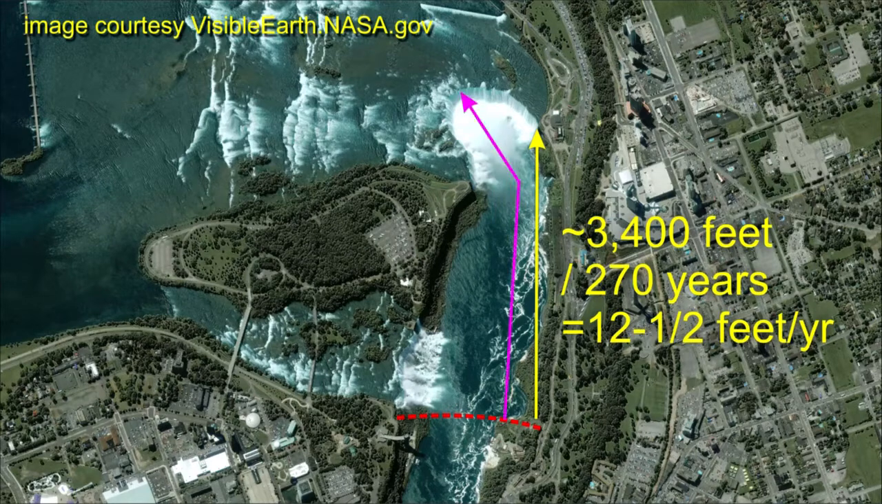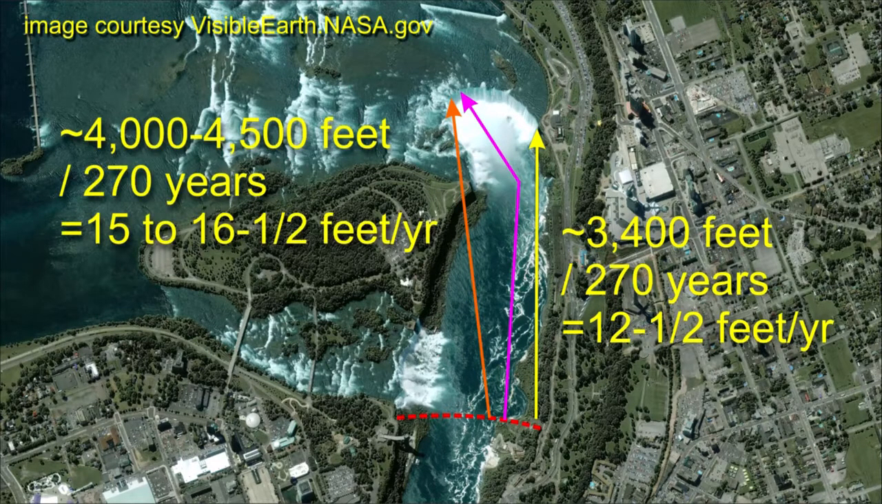But if we go by the furthest point of erosion on the Horseshoe Falls today, depending on how and where you measure, it's actually about 4,000 to 4,500 feet. That calculates out to as much as 15 to 16.5 feet per year.